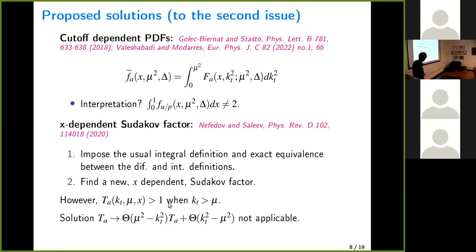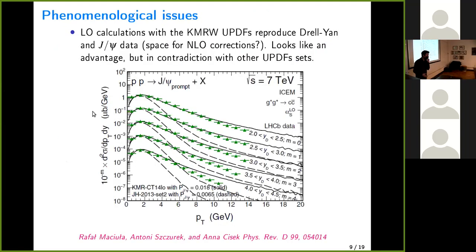But the issue in the formalism is that they still have a Sudakov factor larger than one. And now you cannot solve this issue as previously, by modifying this Sudakov factor, because this function is the solution of a differential equation. So if you change the definition, you break the equivalence of the differential and integral definitions. So basically, the solution to this issue is not really satisfying. Now we have more issues with this formalism.